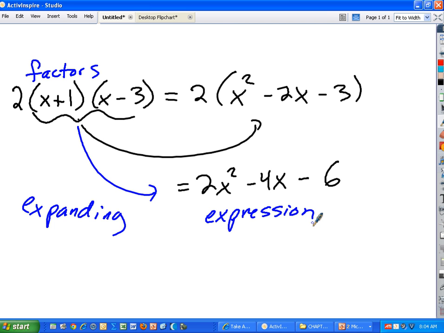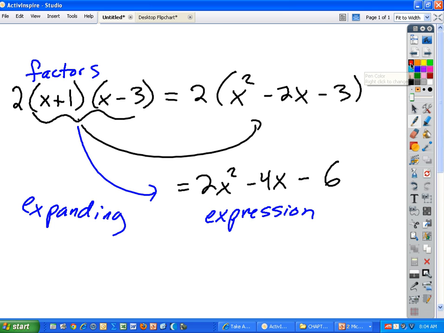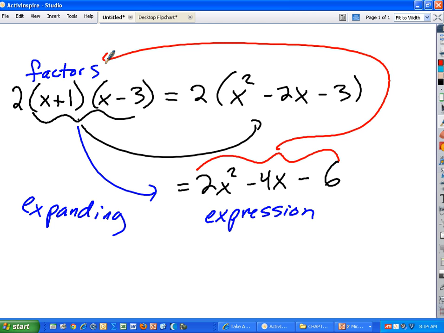Okay? That is easy to do. You're all good at that. We've done that for years. It's no big deal. What's a little bit harder to do is the reverse process. If we want to start off with some expression, so we're going to start here, and we want to break it apart into a product of factors. Okay, that's factoring, and that's what we're going to work on here for a few days.